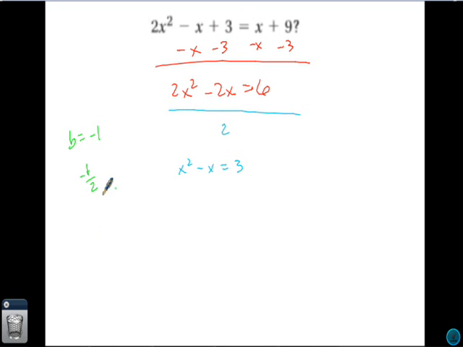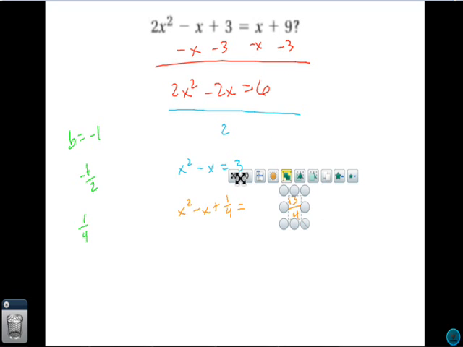So we have negative 1/2 after cutting that in half, and then we square that, and we have 1/4. So I'm going to add 1/4 to both sides. What we end up with is x squared minus x plus 1/4 equals 3 1/4. If you want to write that as 13/4, that's fine with me. Let's actually do that. It's a little bit nicer.